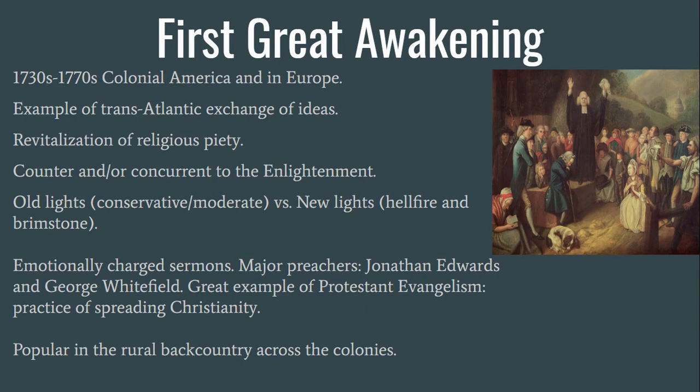Roughly the time period of the First Great Awakening goes from the 1730s to the 1770s. We will mostly focus on the impacts in colonial America, but note that this is also an international movement, as it is also occurring in Europe, which shows an example of transatlantic exchange of ideas. Core to the Great Awakening is the revitalization of religious piety. Some may say it is a counter to the more secular Enlightenment movement popular among educated elites. And at the very least, it runs concurrent to it.